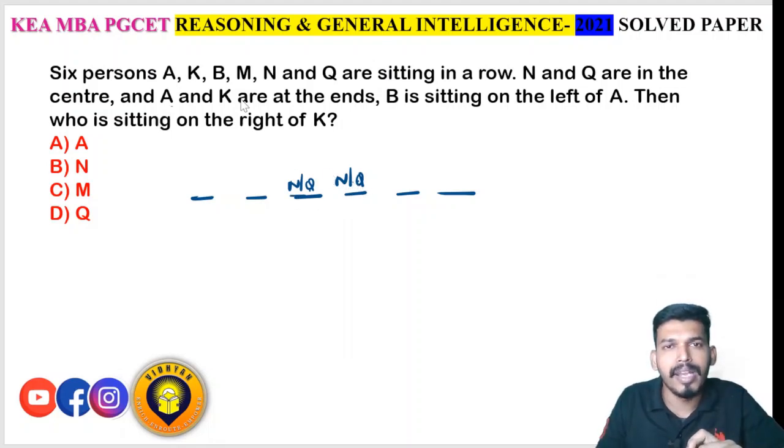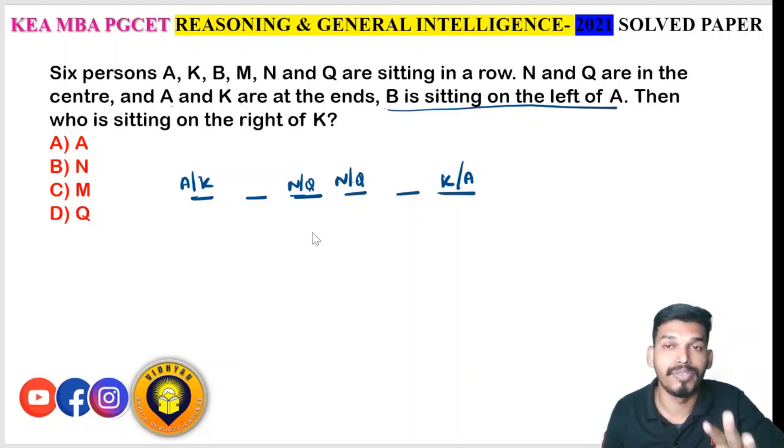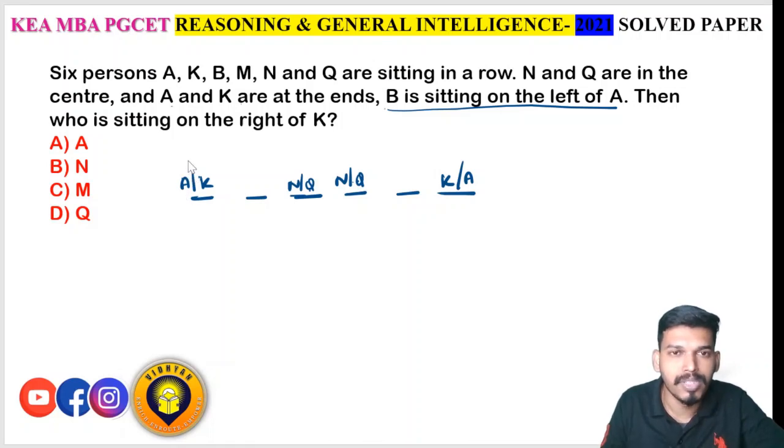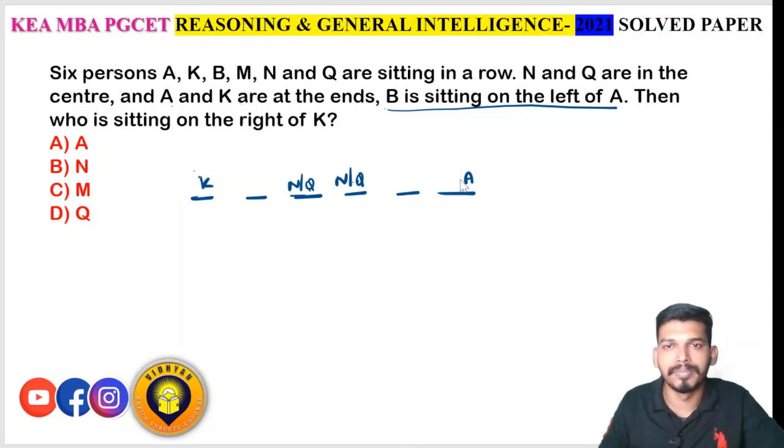Now A and K are at the ends. That means if A comes here, K will come here, or if K comes here, A will come here. B is sitting on the left of A. So suppose I place A here first, can you put B to the left of A? No, you don't have any places, right? There is no other place to the left of A. So that means A cannot come here. So K comes here, A comes here.